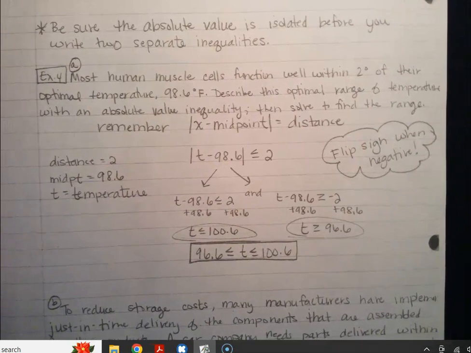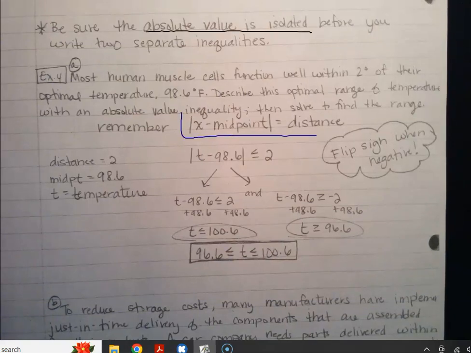So we kind of already talked about this. Be sure the absolute value is isolated before you write two separate inequalities. So we're actually going to practice that a little bit now, but we're going to get into that word problem phase. Okay? I know, whoopee! All right, so example 4. Most human muscle cells function well within 2 degrees of their optimal temperature, 98.6 degrees Fahrenheit. Okay, so describe this optimal range of temperature with an absolute value inequality, then solve to find the range. Here's the thing. First, I want you to remember this formula from last week.